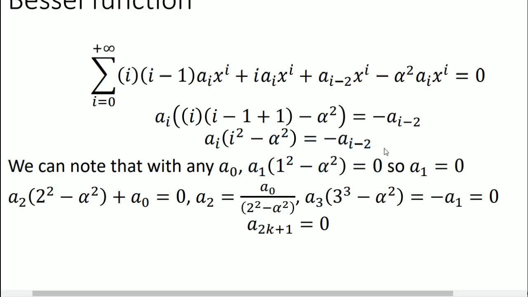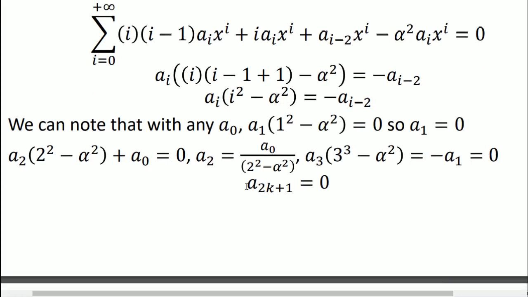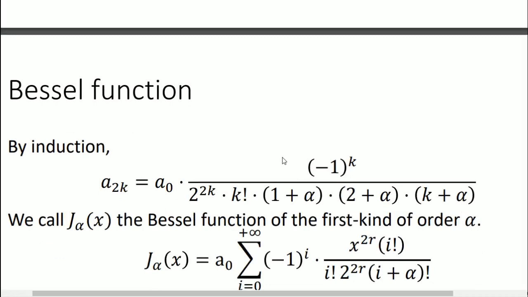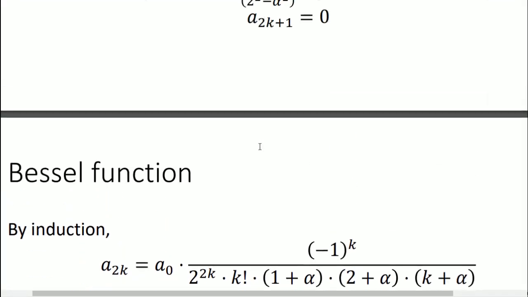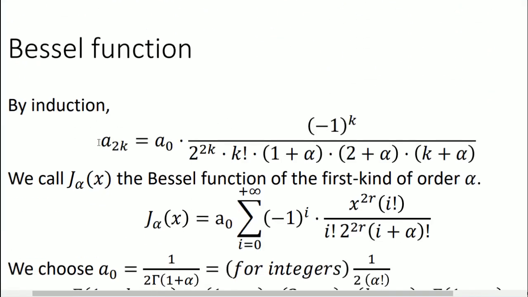Because here we would have 0, so a1 is equal to 0. a2 is equal to a0 over 2 to the second power, so 4 minus alpha to the second power. And with a3 we have something in function of a1, which is equal to 0, so we can notice that the function does not have any odd terms. So for k, a2k plus 1 is equal to 0.